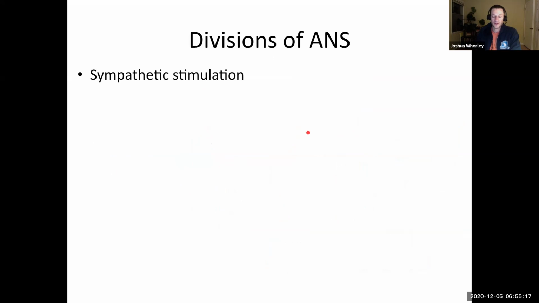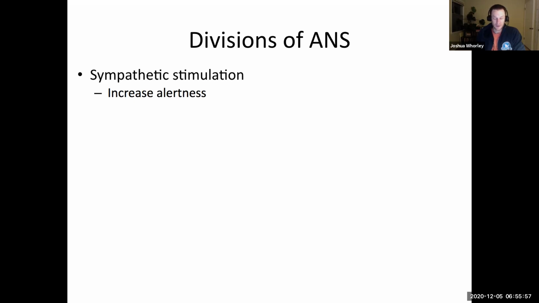Okay, so let's think about now the two divisions of the autonomic or visceral nervous system. There's the sympathetic division and there's the parasympathetic division. So the sympathetic division, and when we talk about the sympathetic portion of the autonomic nervous system being stimulated, this is the part of the nervous system that prepares us for intense activity. It's often called the fight or flight division of the nervous system. It prepares us to run away or to fight.